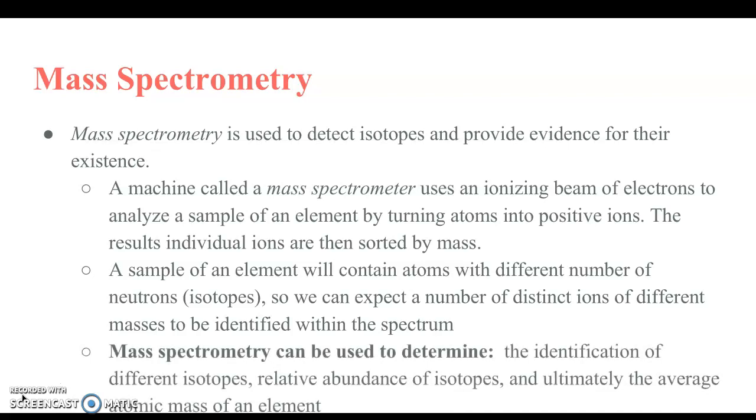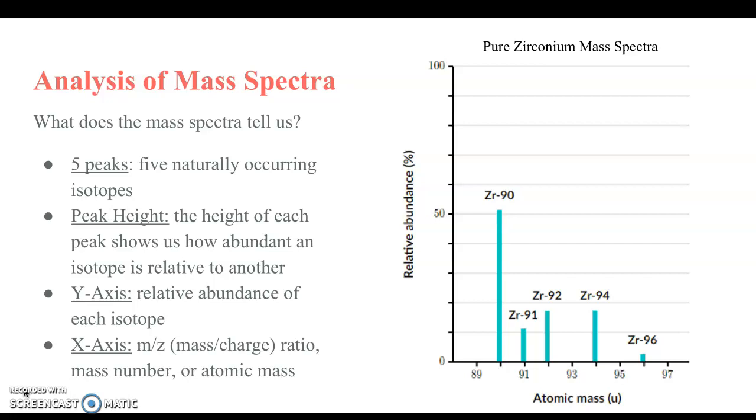This is useful because it allows us to identify different isotopes, figure out their relative abundance, and then with that information we can calculate the average atomic mass of an element. Here's what a mass spec looks like, right here on the right. So we have a pure zirconium mass spectra here.